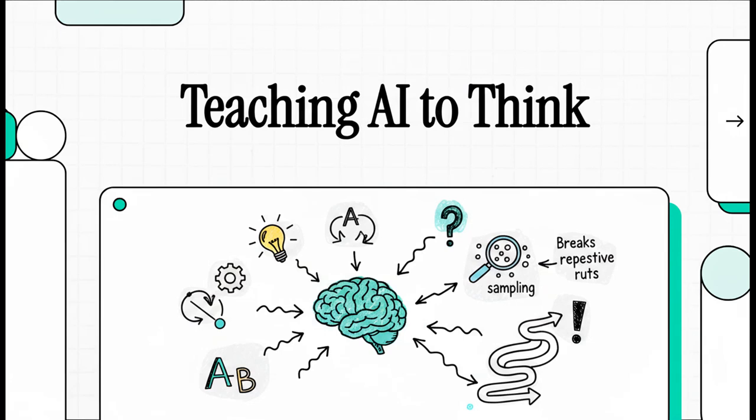Welcome to the Explainer. Today, we're investigating a brand new way to stop AI models from getting stuck in those repetitive reasoning ruts we've all seen. We'll be exploring a method called exploratory sampling.